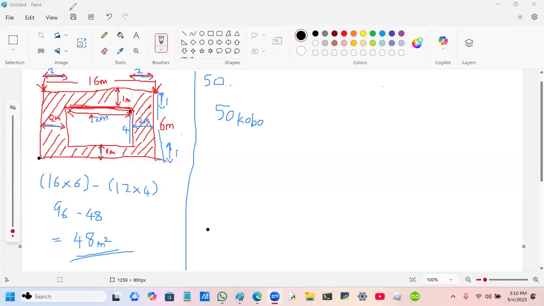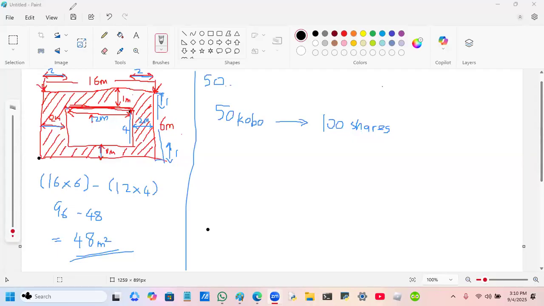Continue reading the question. 50 kobo each in multiples of 100. So that means that for 100 shares, are you with me? That's what the question is saying, in that other English that is blowing there. For 100 shares, it goes for 50 kobo.